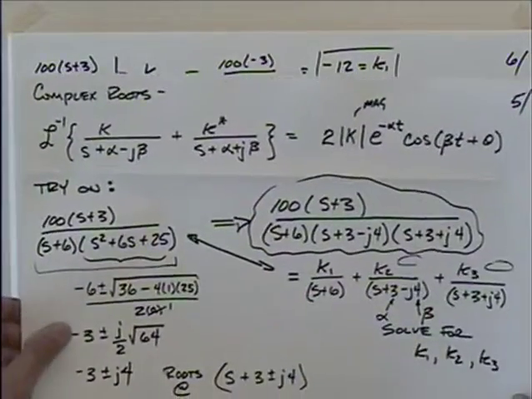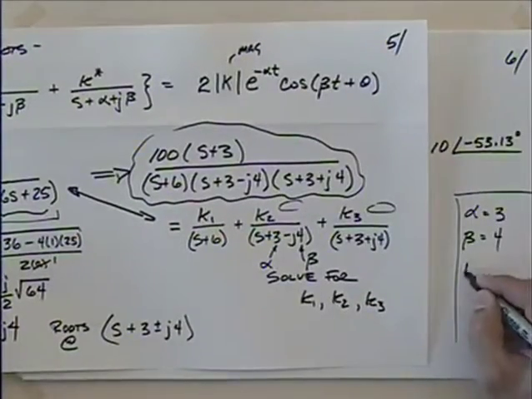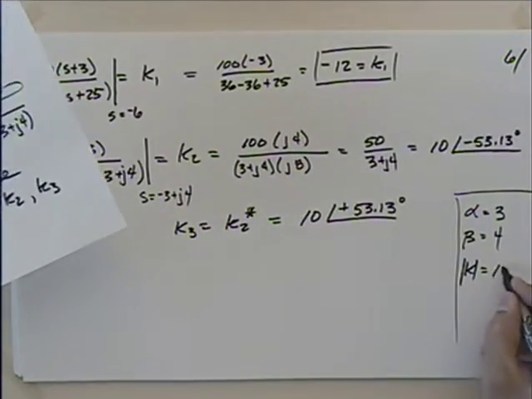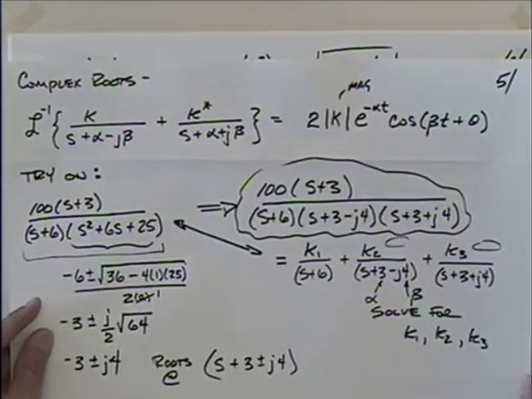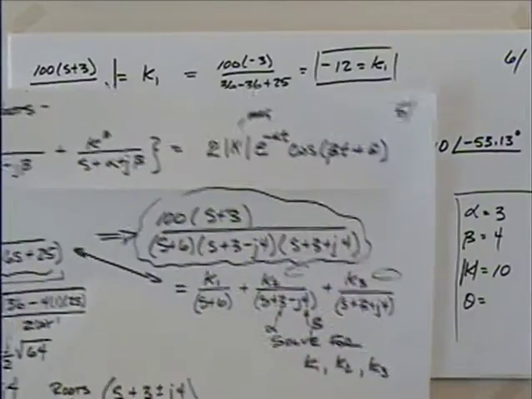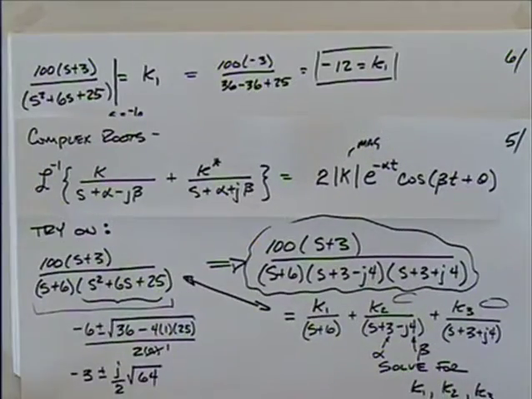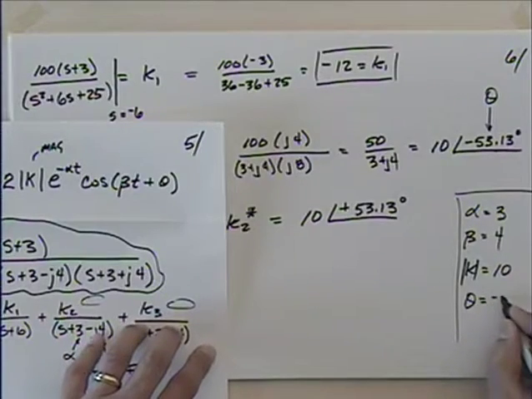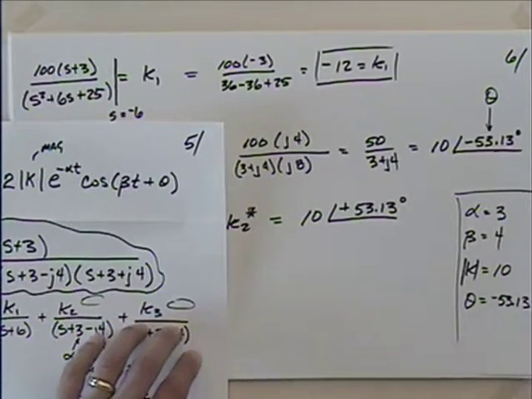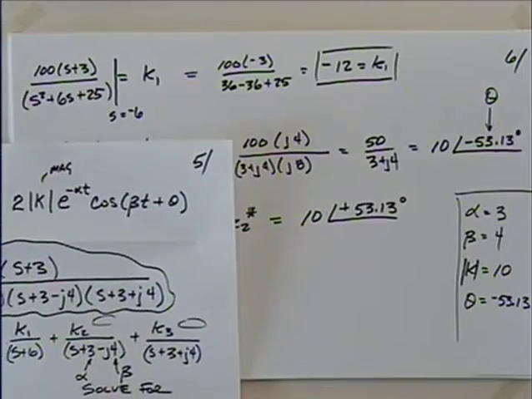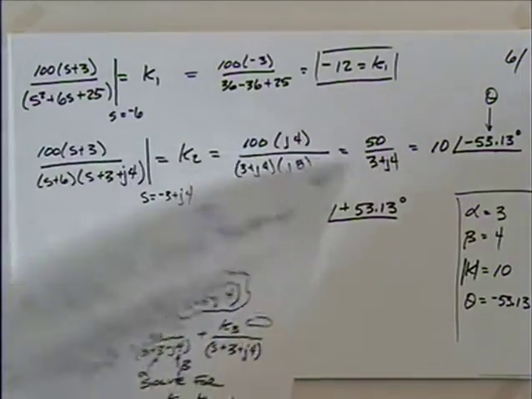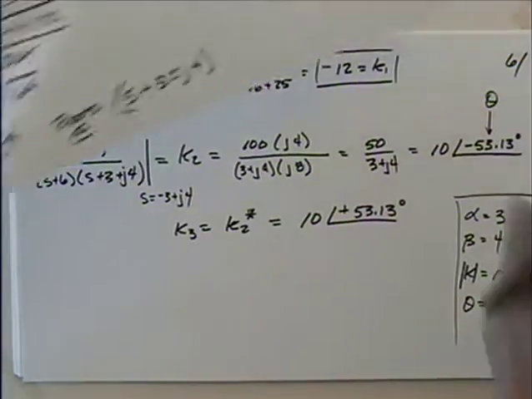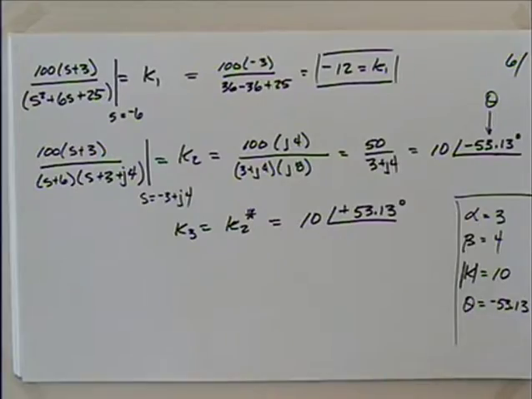And then what else do we need? The magnitude of K. The magnitude of K is 10. And it looks like we need theta. What's theta equal? This was theta, wasn't it? Minus 53.13. So I think we're okay with that. So we should be able to then do this thing.